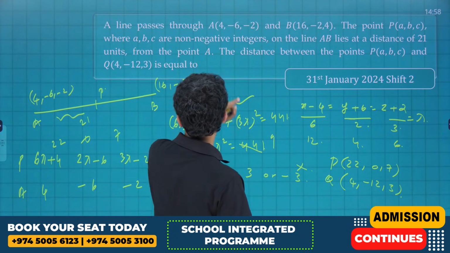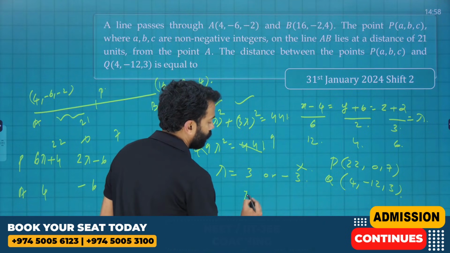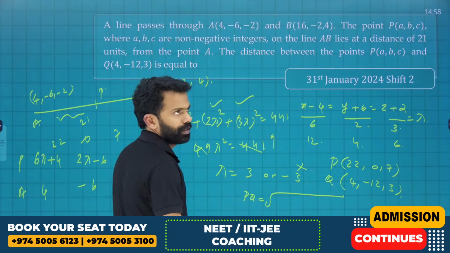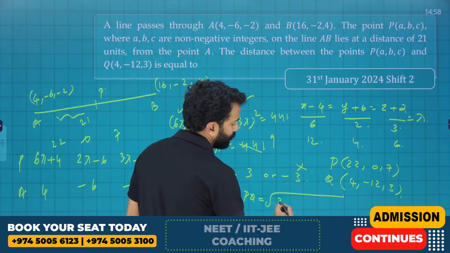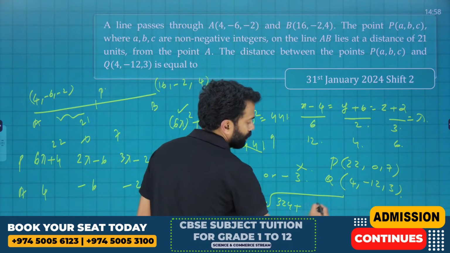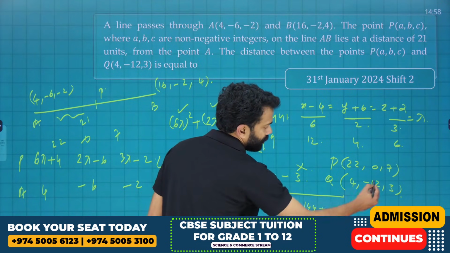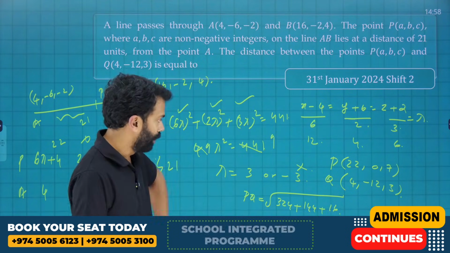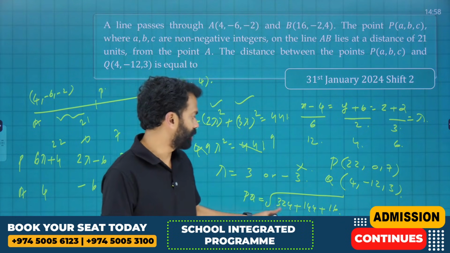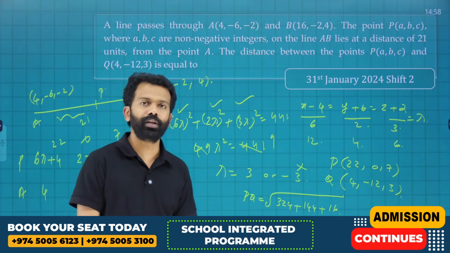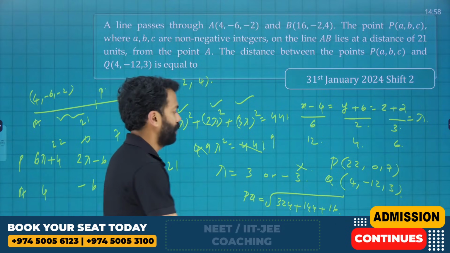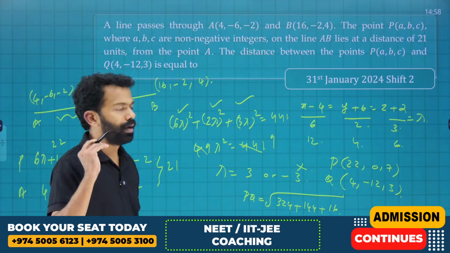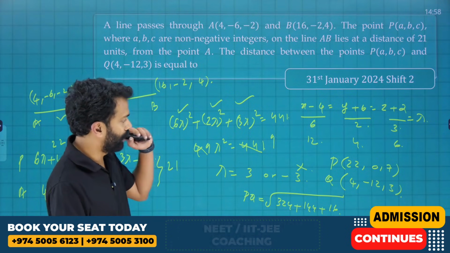Okay, and this is the distance between points P and Q. That is PQ is equal to root of 22 minus 4, that is 18. 18 square is 324, plus this is 144, plus this is 7 minus 3, 4. 4 square, 16. Okay, this is 160. 160 plus 324 is 484. Root 484 is 22. Therefore, PQ is 22. I hope it's clear. We can move to the next one.